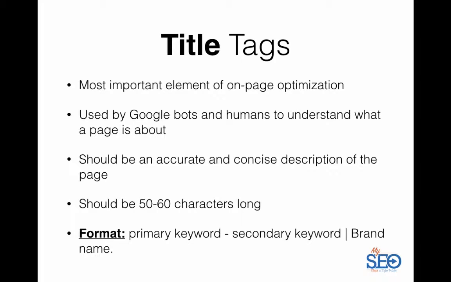It's kind of like the title of a chapter in a book. If I get a book on leadership and there's one chapter that deals with conflict resolution in the workplace, I know that that entire chapter is about conflict resolution in the workplace. And that's how Google views title tags on web pages. It should be a concise description of what the page is about. They should be between 50 and 60 characters long.